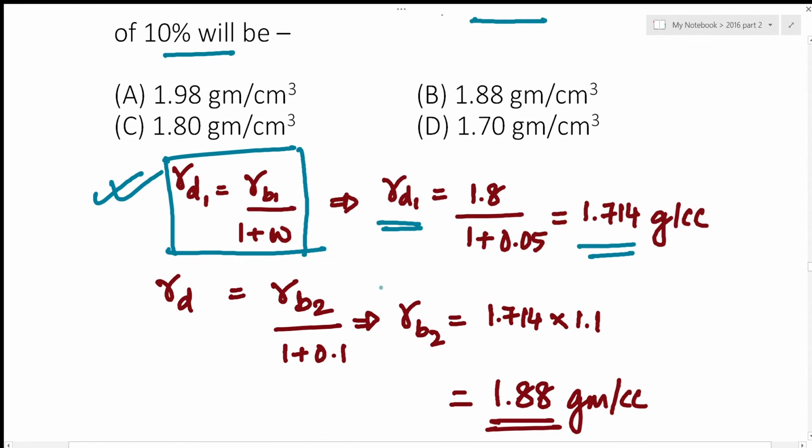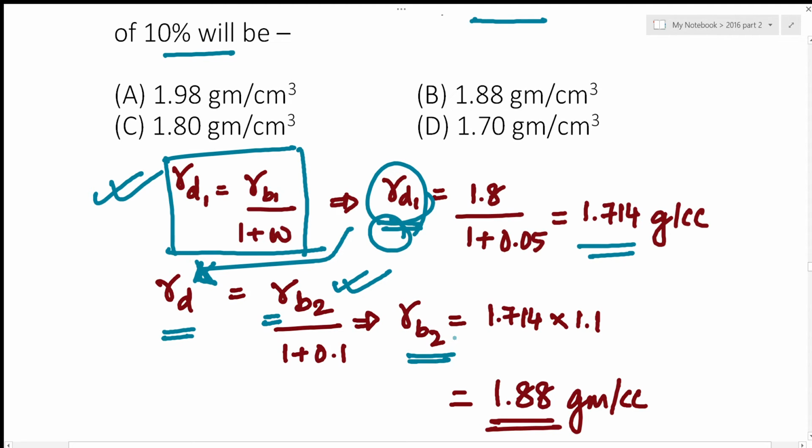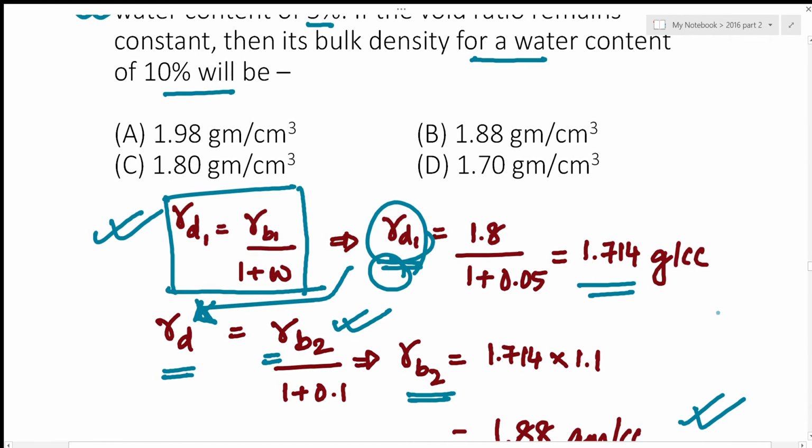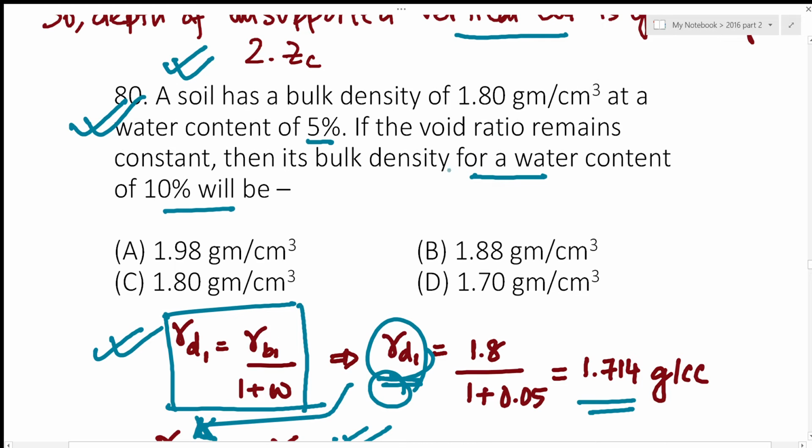Now you need to find the gamma bulk of the second part. So the gamma D would be the same. So replace this value over here and find out the gamma bulk of the second situation. So the answer over here should be 1.8 gram per cc. Just replace the values and you would get the answer yourself. So the answer for this particular question should be B, 1.8 gram per cc.